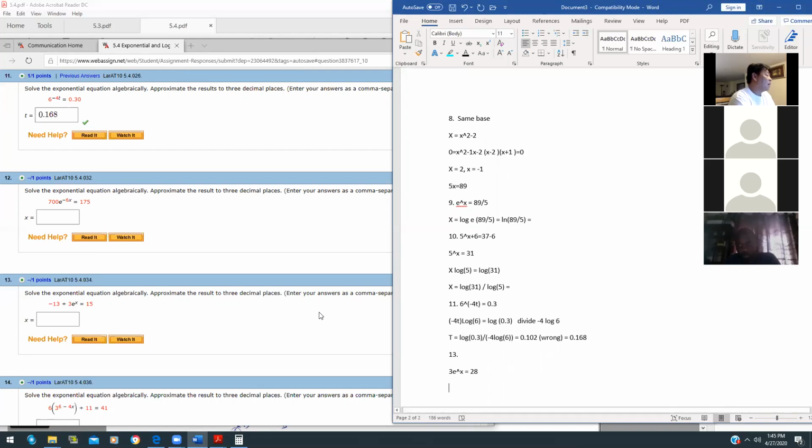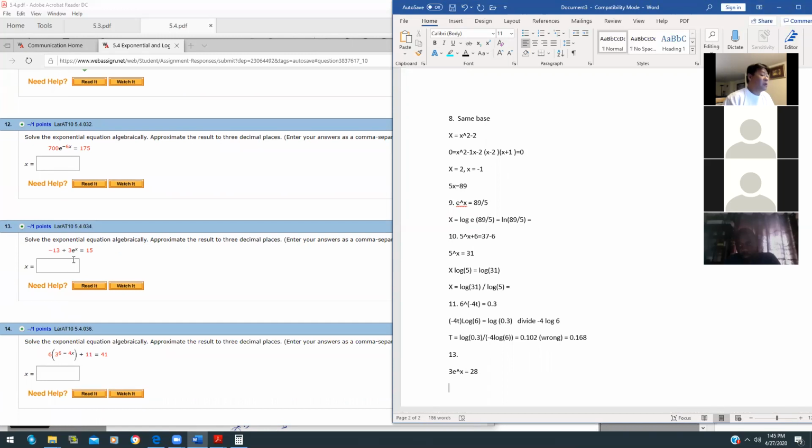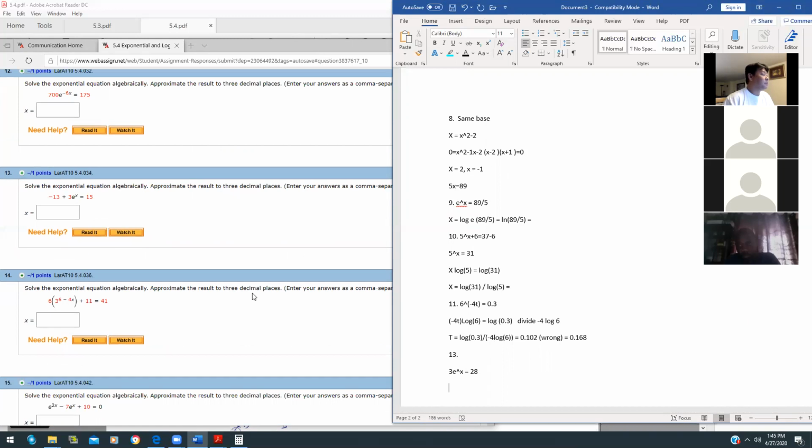Is your exponent by itself? No, the exponent is not by itself. So how do we get rid of that 3? You will have to divide it by 3 here. So when you divide by 3, then the 3 no longer exists. So how do you solve this? If you get e^x equals 28 divided by 3, you don't divide first, you do it in your calculator. So how do we get rid of e? You move the e over.